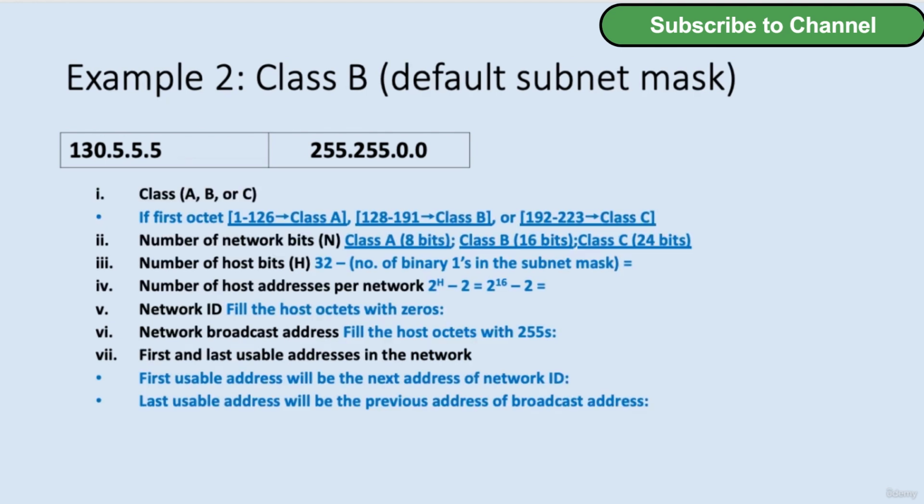The first thing that we have to determine is the class of IP address, and we will see its first octet, which is 130. So it will be a class B IP address. Since it's a class B IP address, network bits will be 16. Number of host bits is 32 minus the number of binary ones in the subnet mask. Look, 255 is 2 times, so 16 binary ones will be present. 32 minus 16, so host bits are also 16.